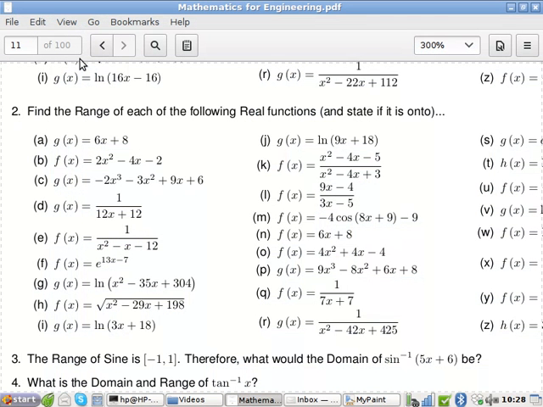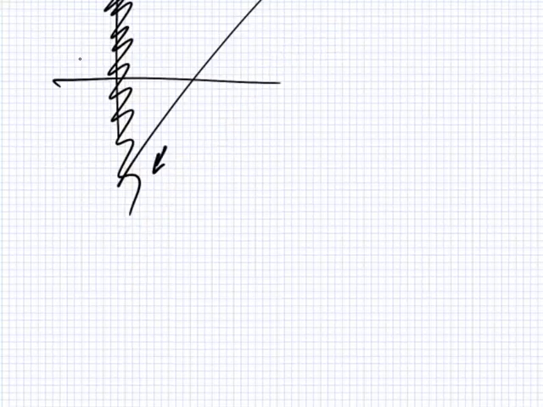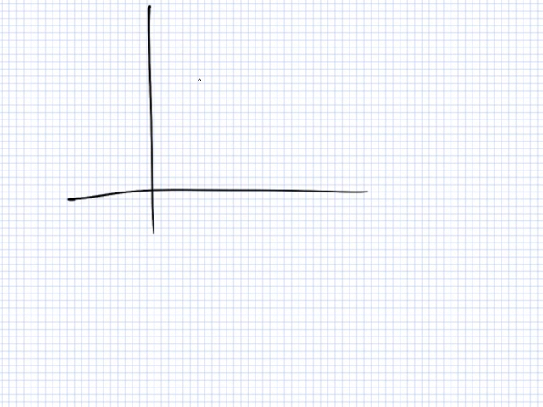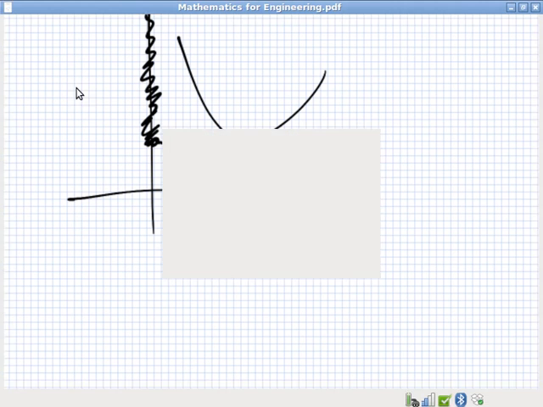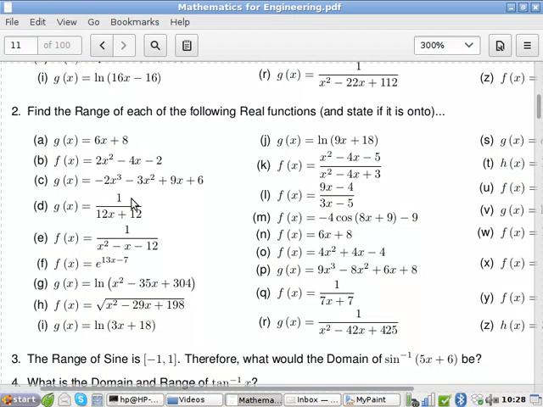A, all real numbers, is a straight line. B, not all real numbers. So what we need to do for B, figure out where this is, and then it's everything above that. So we need the minimum here. How do we get a minimum? Derivative equals 0. What's the derivative here? 4x minus 4.